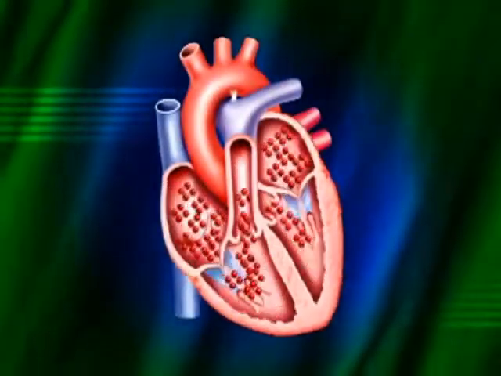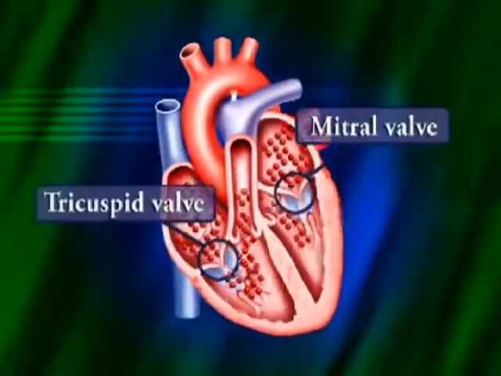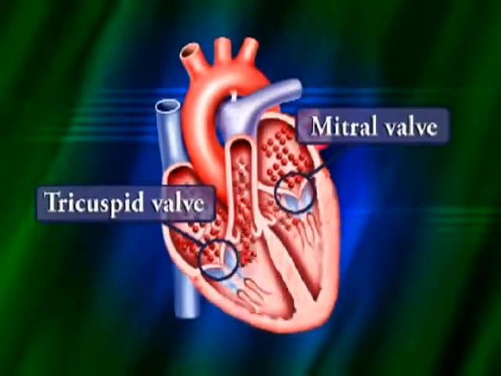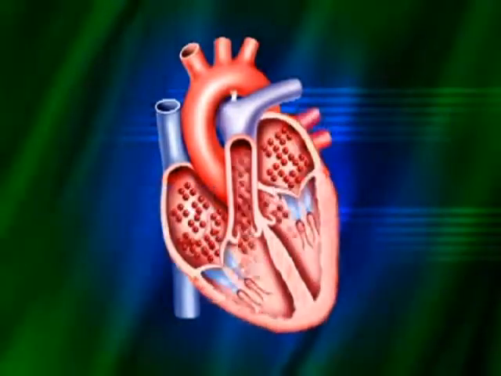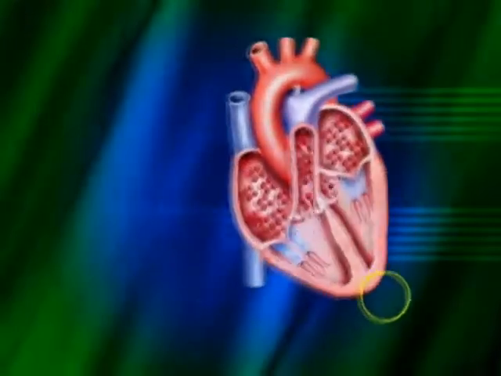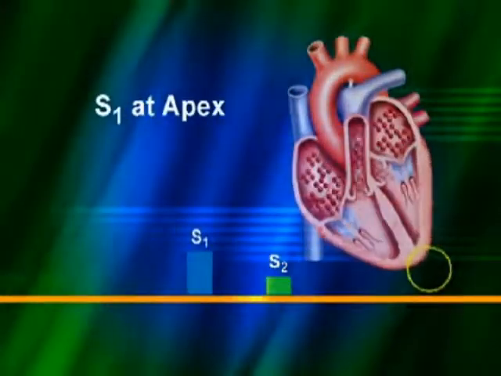S1, which results from closure of the mitral and tricuspid valves, marks the start of systole. It's heard best at the apex, where it's louder, lower, and longer than S2.